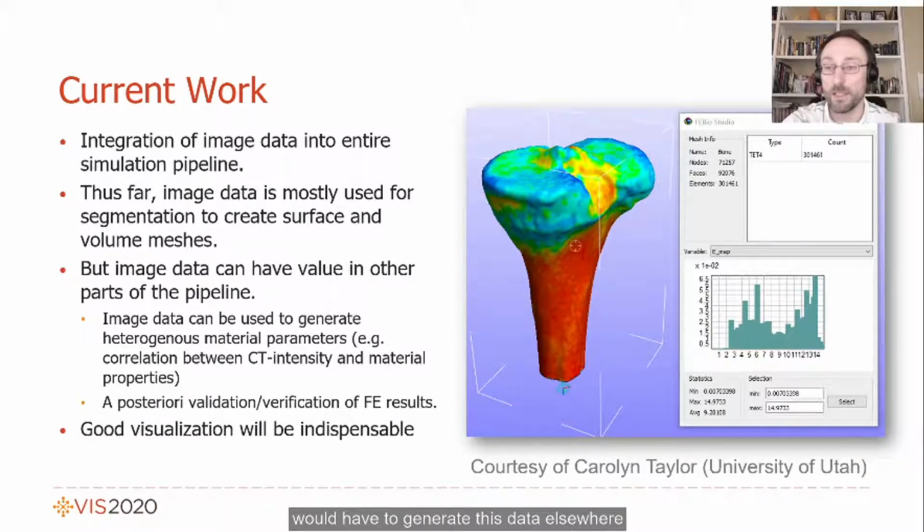would have to generate this data elsewhere and then bring it into FEBio Studio, which is possible, but it often requires some scripting to handle the necessary file conversions. So if we can bring the image data into FEBio Studio, we could do the mapping ourselves and save users potentially a lot of time.